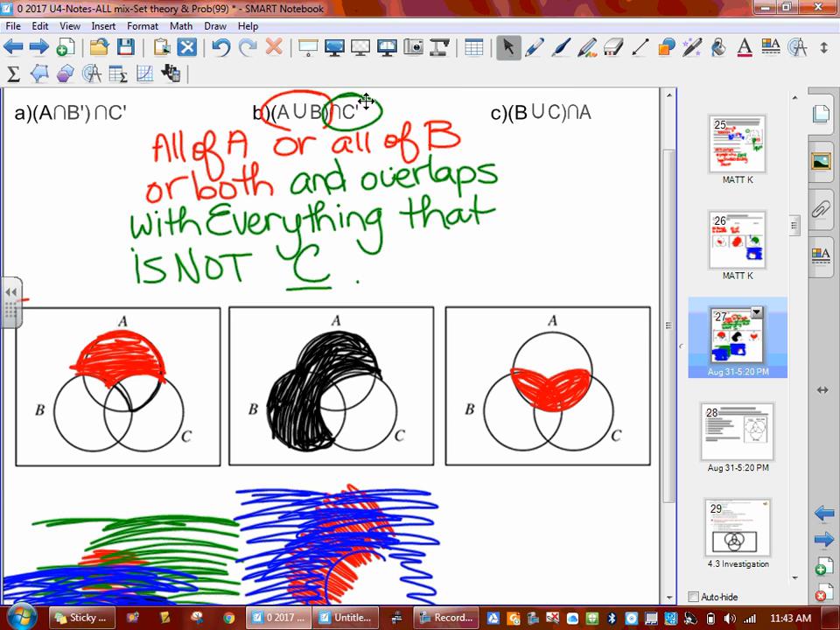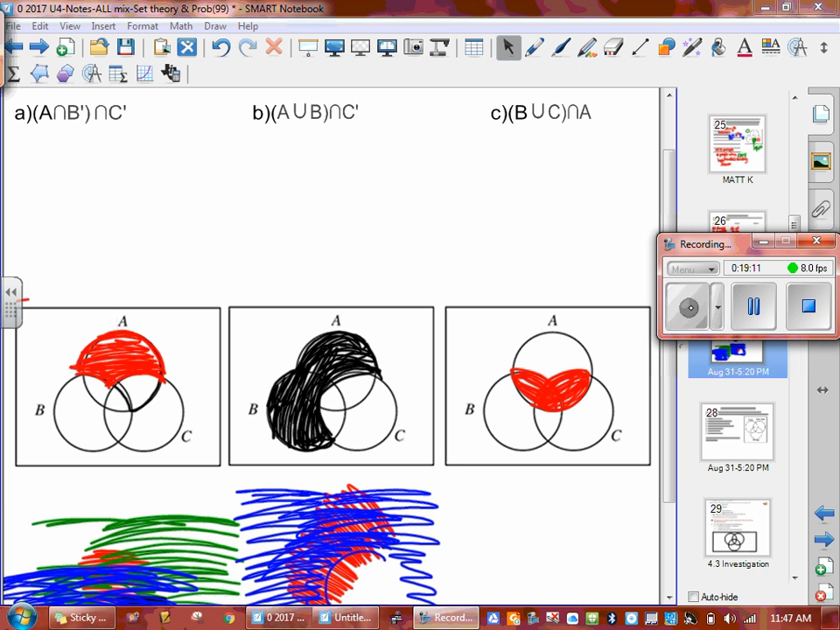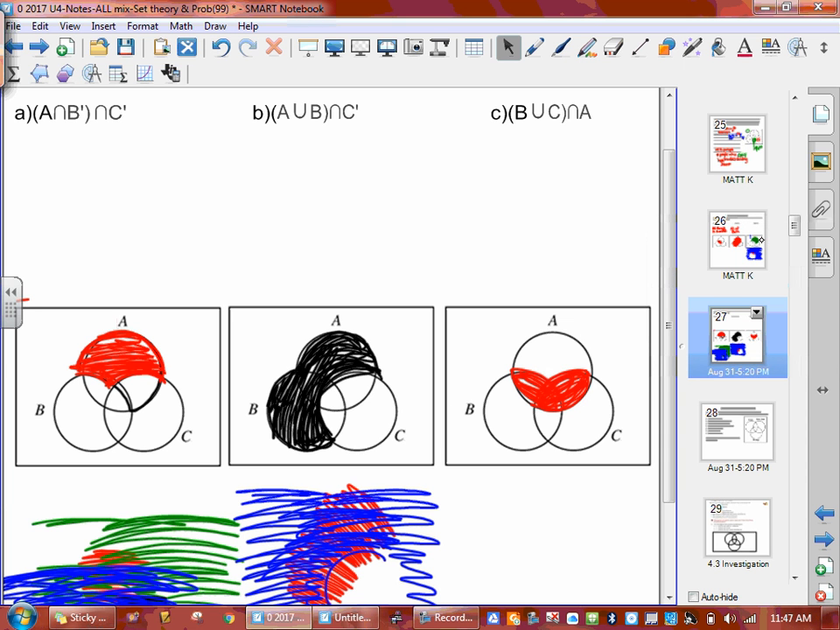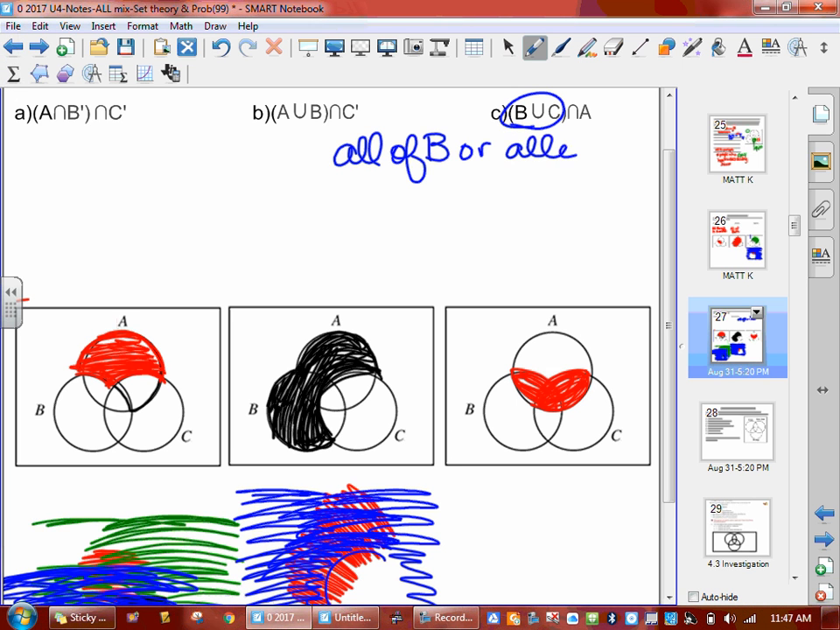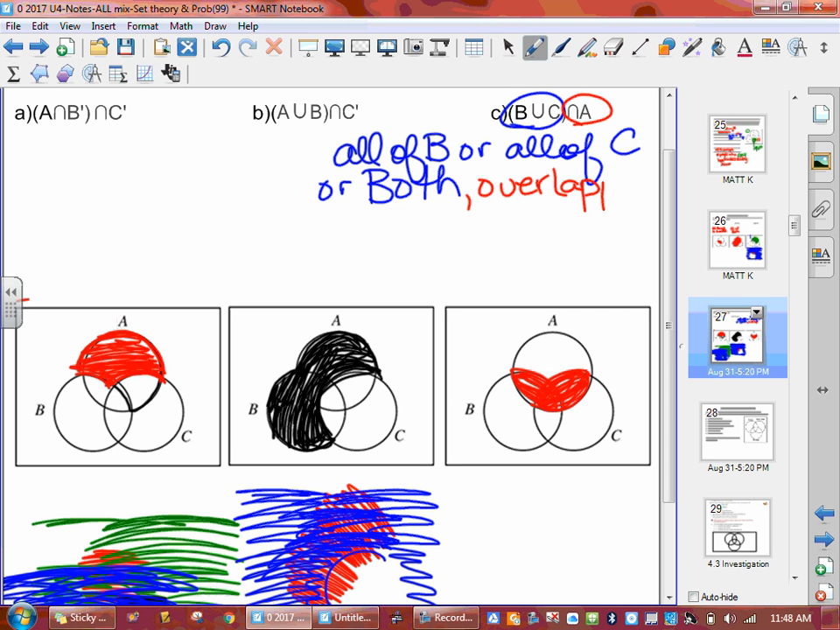Okay. The description in brackets means all of B or all of C or both. Then the next part says overlapping with A. So I'm going to erase the answer and let's shade what we have here. So B or C. So all of B and all of C. Okay, we got everything in B and C shaded. Okay, so there is our shading.